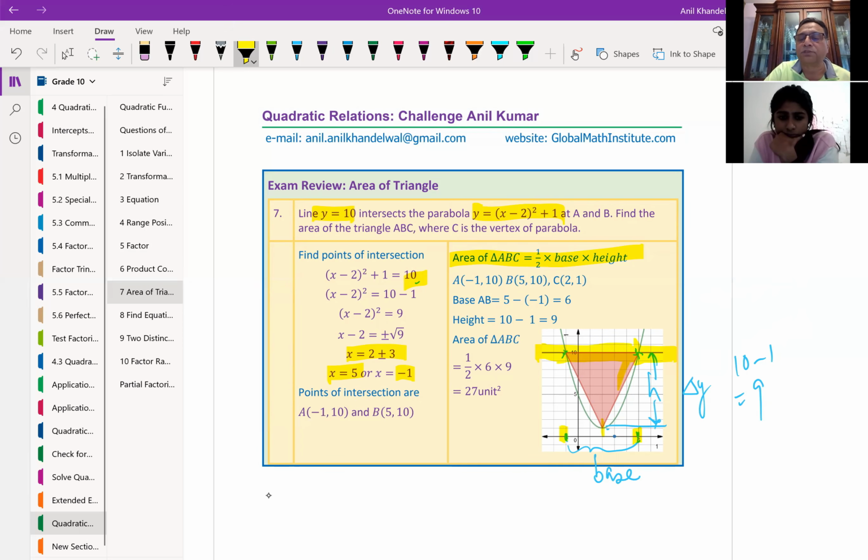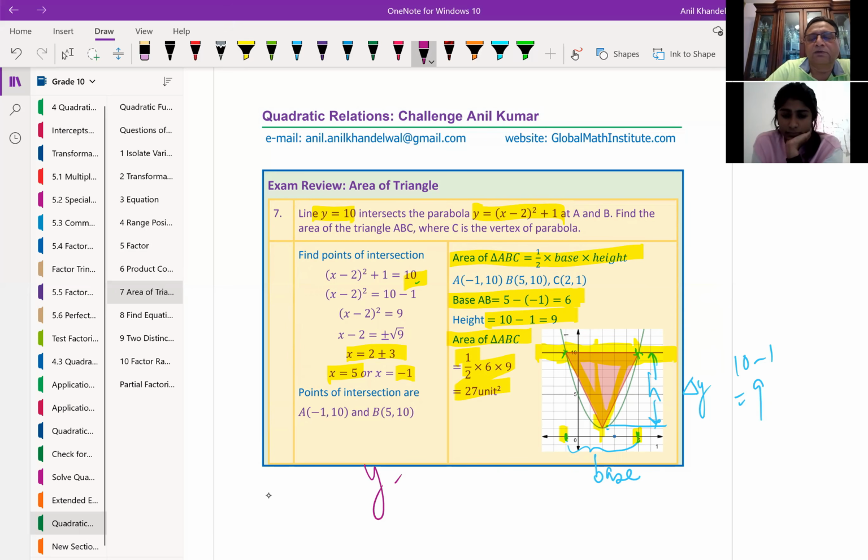Now the triangle formed is shown in red here. The x value difference gives you the base of this particular triangle, which is 5 minus minus 1. That gives you 6, the base of the triangle. The height of the triangle is from the vertex to the line, which is 10 minus 1, which is 9. And the area of the triangle is half base into height. Then write down your answer, 27 units square in this particular case. Clear?